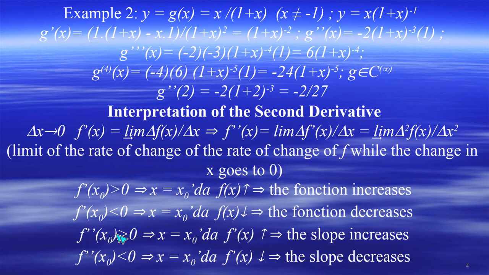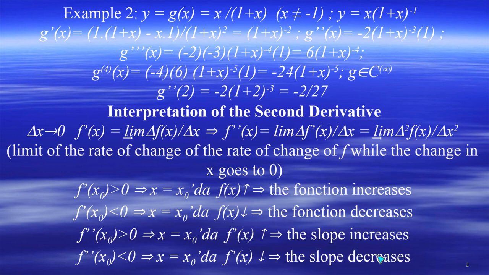If the second derivative at x0 is positive, this means at the point x equals x0, f prime x is increasing. The slope of the function increases. Perhaps the slope is positive, and if it is positive, it is increasing as well. The first derivative shows the slope. The second derivative shows the curvature of a function, whether the slope increases or decreases. When the second derivative at x0 is negative, it means at x equals x0, f prime x decreases. The slope of the function decreases.